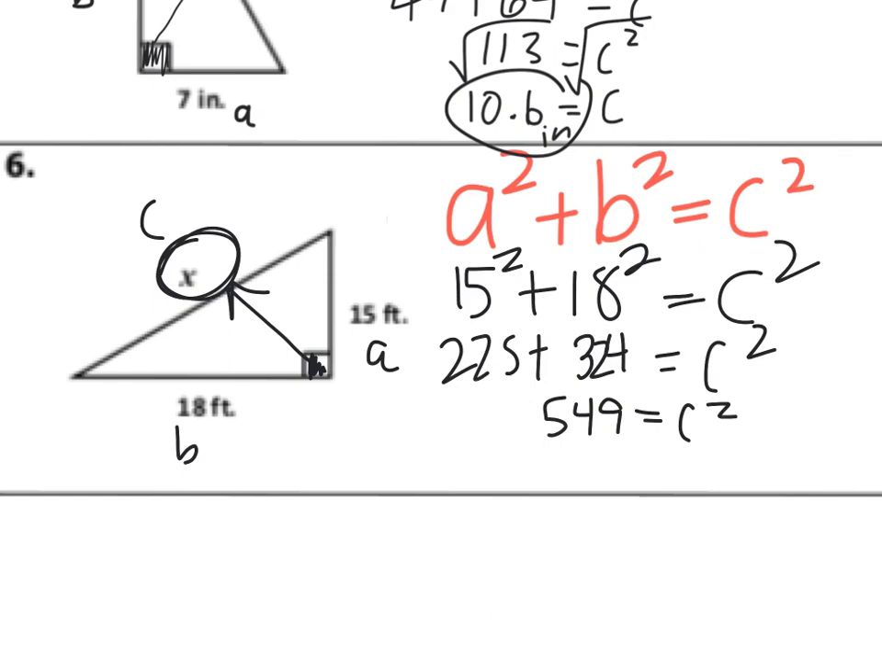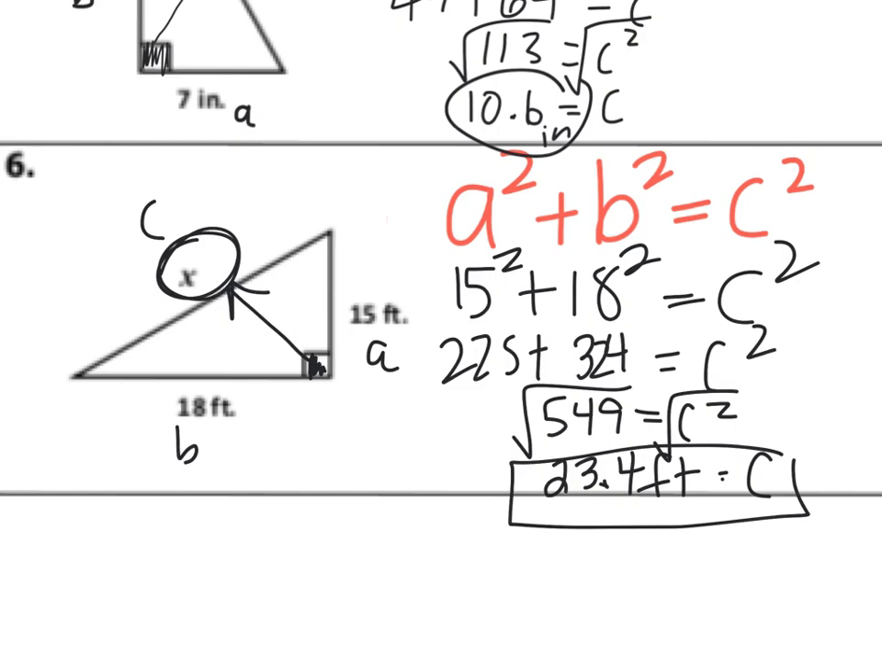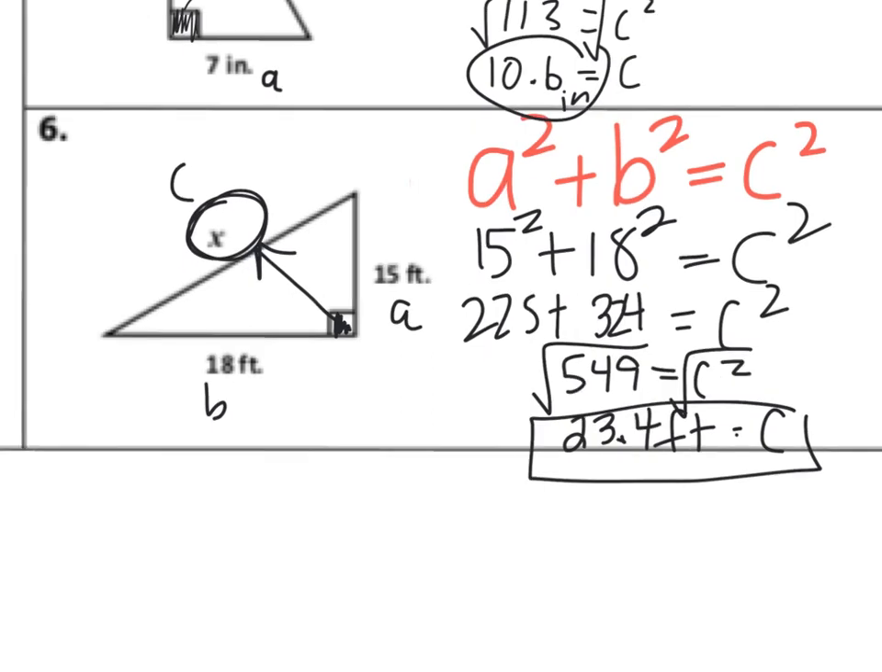So again, my last step is just to get rid of the squared, because I don't want to know what C squared is. I want to know C. So square root is the opposite of square. The square root of 549 is 23.4, and this is feet. Okay, so we know this is also correct because it's bigger than 15 and 18.